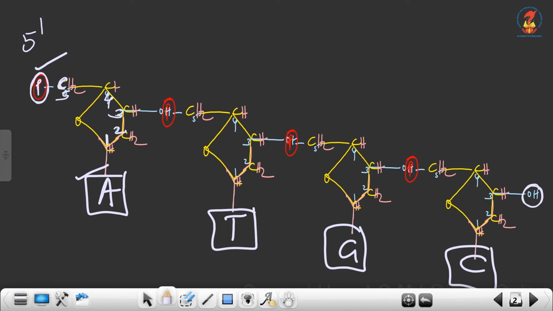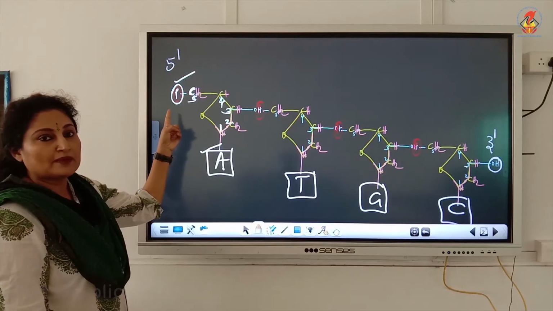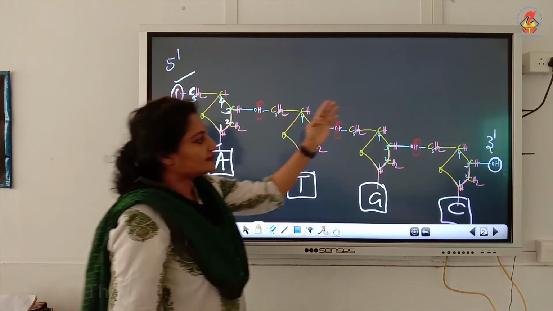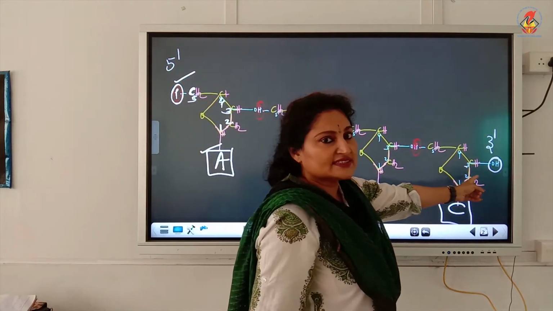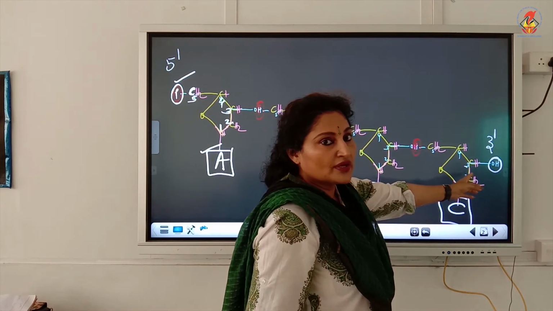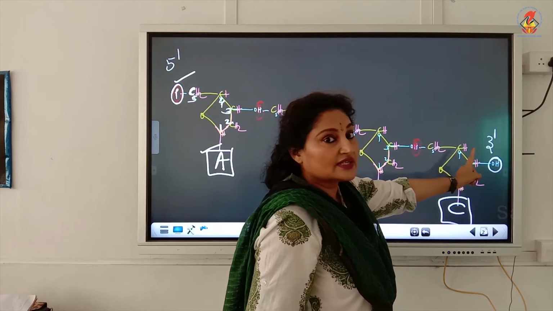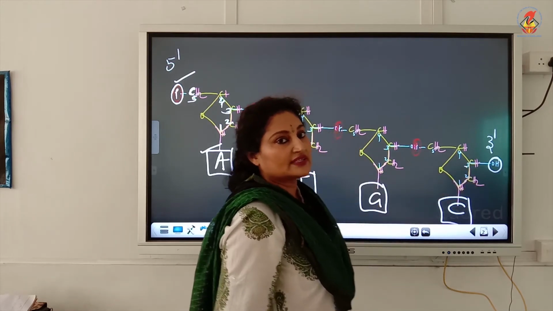And look at the hydroxyl group. To which carbon atom is it connected? To the 3 carbon atom. That's why its ending is called 3'. Now you understood why it is given 5' and 3'. The phosphate end is called 5' because the phosphate group is connected to the fifth carbon atom, and the other end, which has the free hydroxyl group, is connected to the 3 carbon component, therefore it is called the 3' end.